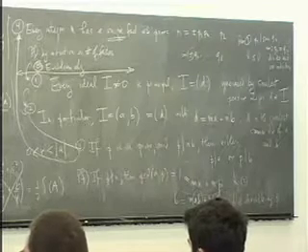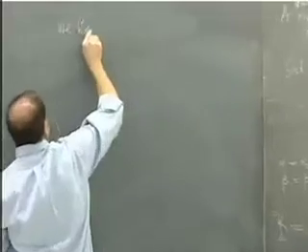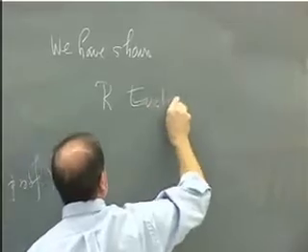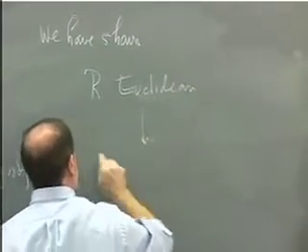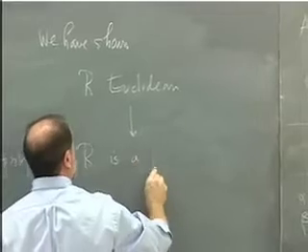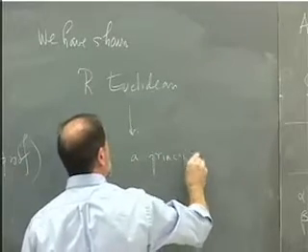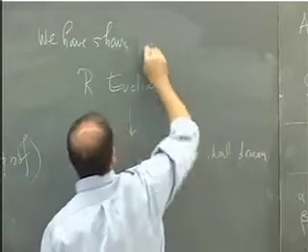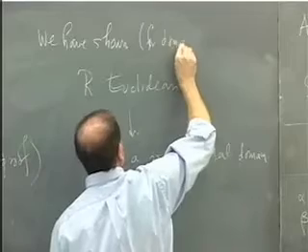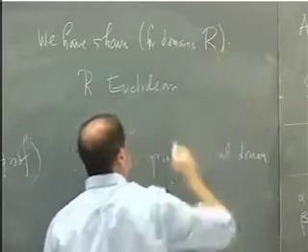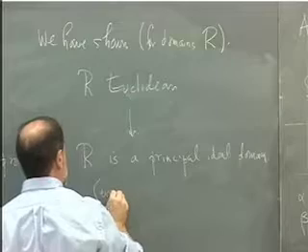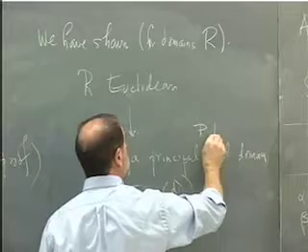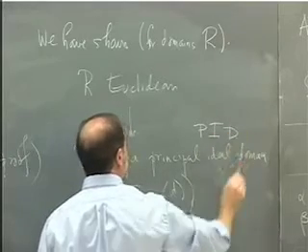So we've shown the property R is Euclidean implies the property that R is what's called a principal ideal domain, which means every ideal is principal, for domains R. Principal ideal domain, every I is principal. Sometimes this is called a PID for short, principal ideal domain.